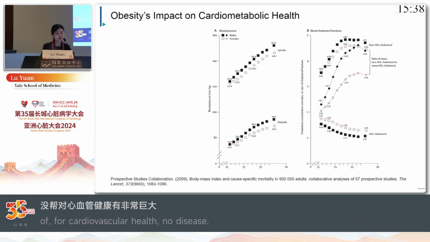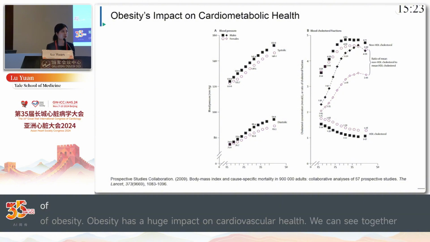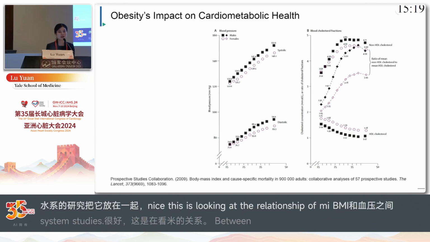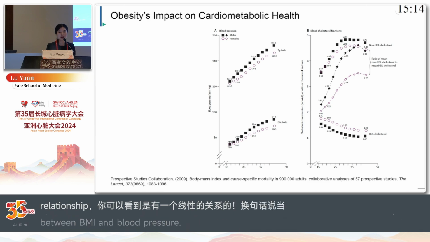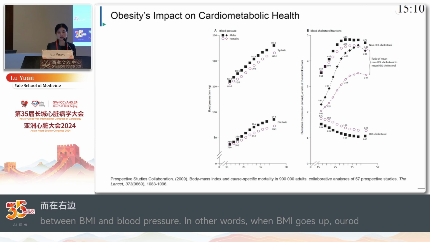This is looking at the Prospective Studies Collaboration, pooling 57 individual prospective studies together, published in Lancet in 2009. This is looking at the relationship between BMI and blood pressure. In the first panel, we see there's a linear relationship, meaning that as BMI increases, your blood pressure also increases. And on the left-hand side, panel B shows the relationship between obesity, BMI, and blood cholesterol.